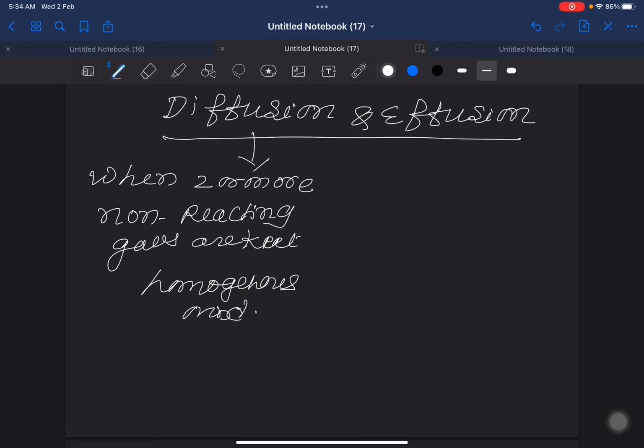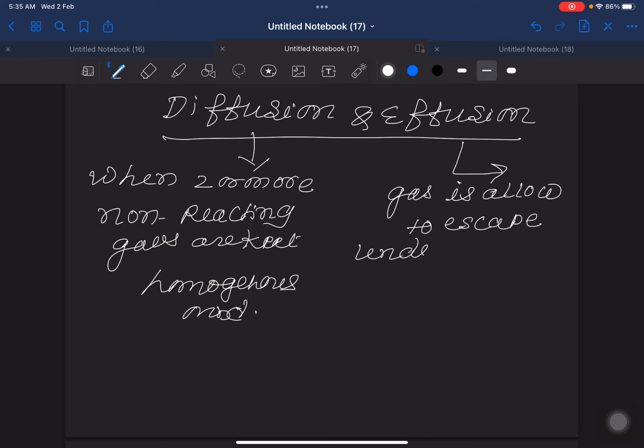Now, effusion is a process in which gas is allowed to escape under pressure through a fine hole.